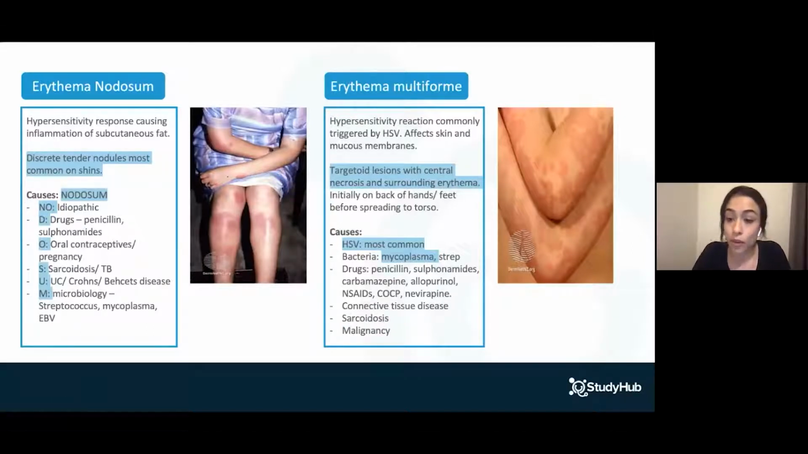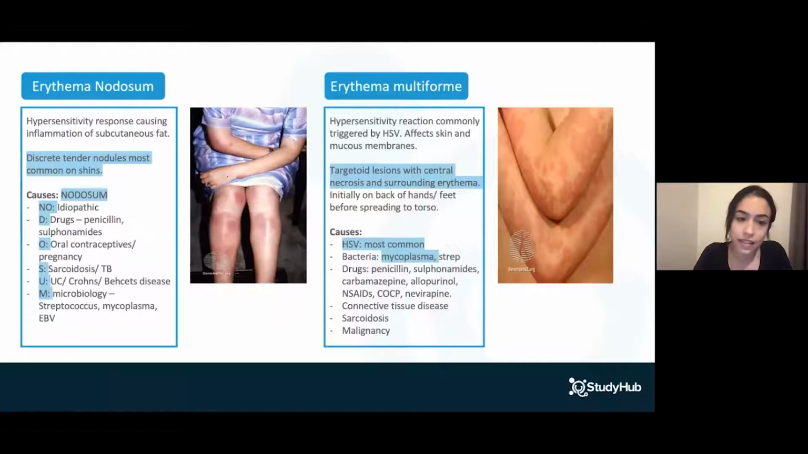So in terms of these two conditions, the first thing to say is they are quite similar in the fact that they're both type 4 hypersensitivity reactions. So they're both delayed hypersensitivity reactions, and they also both resolve by themselves. But erythema nodosum is essentially an inflammation of the subcutaneous fat. And in particular, it presents as these discrete bruise-like lesions, most commonly on the shins.